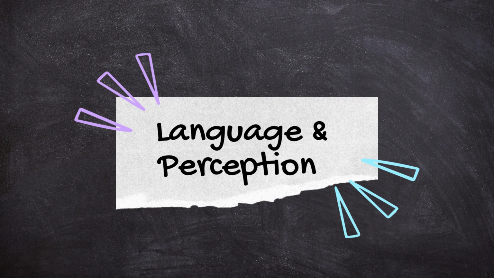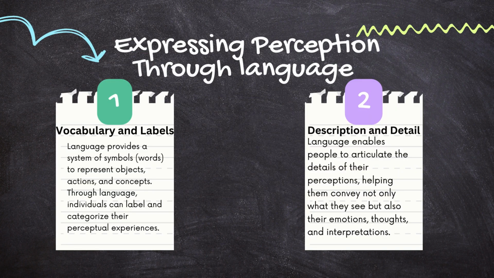The first topic we'll talk about is language and perception. There are many ways of expressing perception through language, but the two most important are, first, vocabulary and labels. Language provides a system of symbols, which is words, to represent objects, actions, and concepts. Through language, individuals can label and categorize their perceptual experiences.